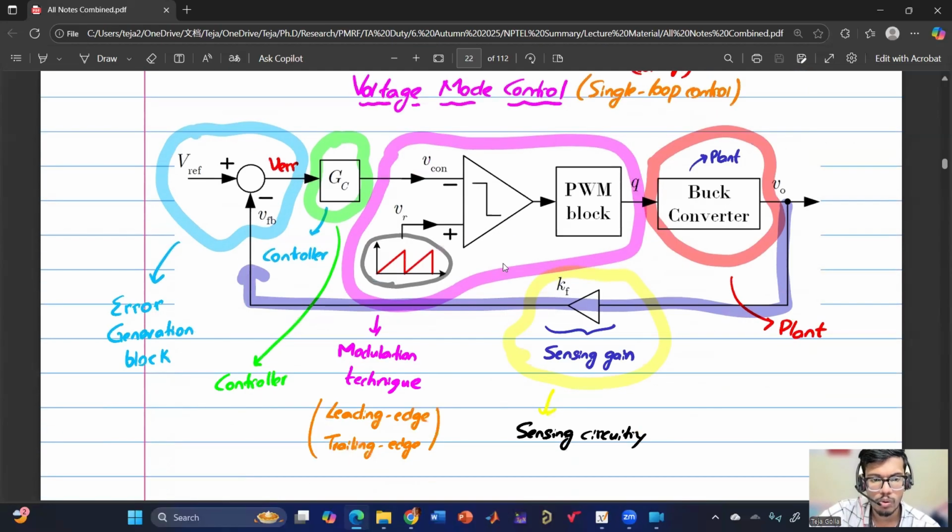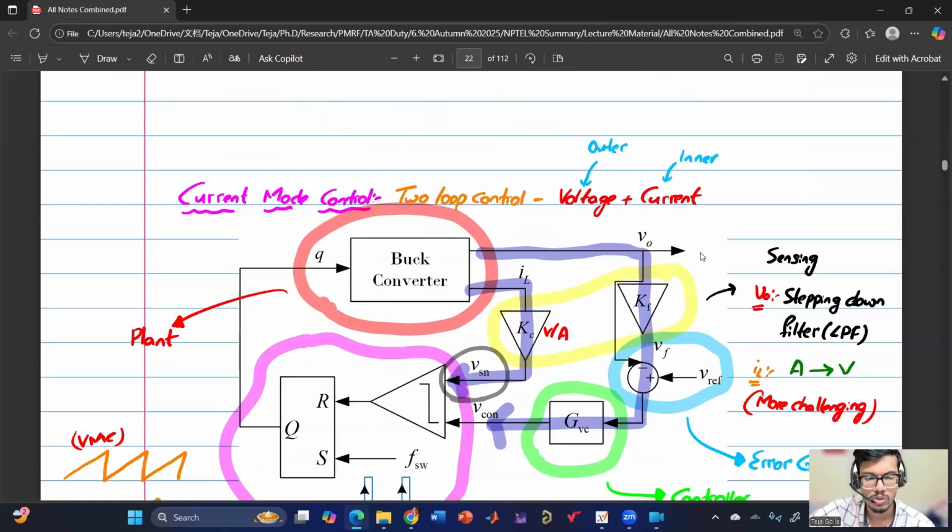Then we have discussed the voltage mode control architecture, that it's a single loop, how the gate pulses are generated, and what the individual blocks in the voltage mode control are. Now that we are familiar, I'll just quickly go through the other one, which is the current mode control, which is a two-loop control. So in voltage mode control, the voltage is the single loop. In current mode control, we have two loops. One is the voltage, which is the outer loop, and current, which is the inner loop. And the current loop is faster, the voltage loop is relatively slow.